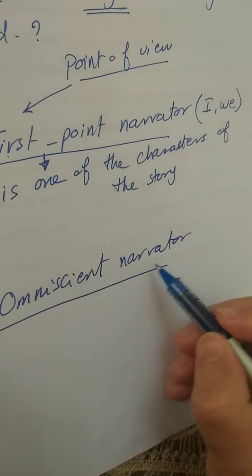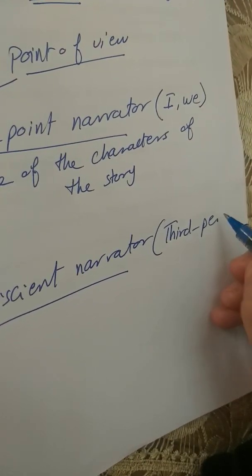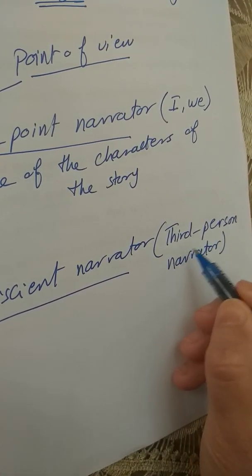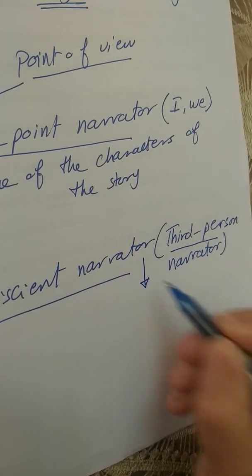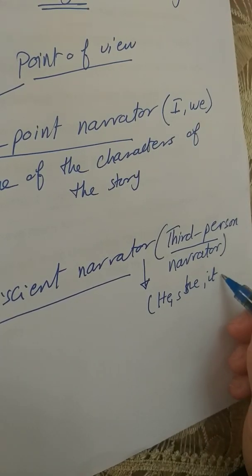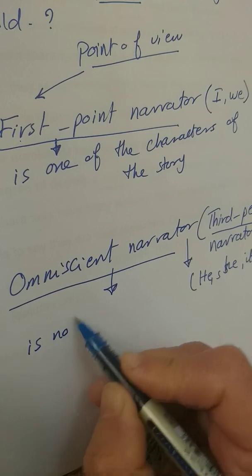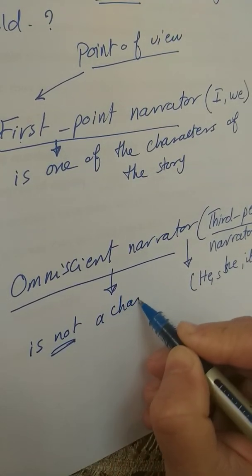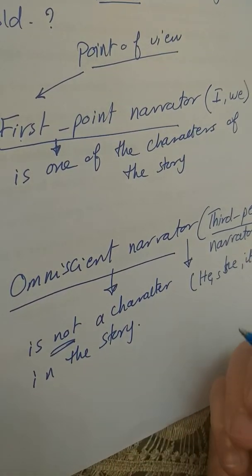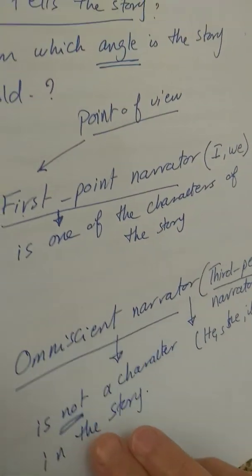On the other hand, the omniscient narrator is a third person narrator. What does that mean? He uses third person pronouns. He uses he, she, it, etc. Right? Which means the omniscient narrator is not a character in the story. He is created by the author himself, but he's not a character in the story, and he uses third person narration.